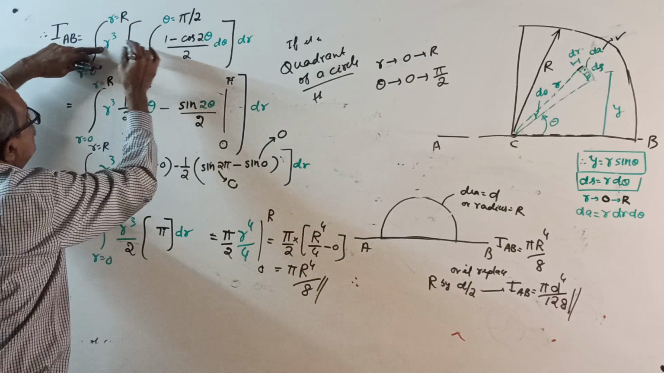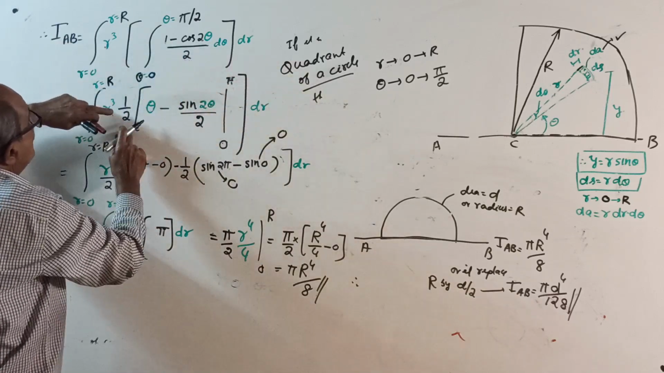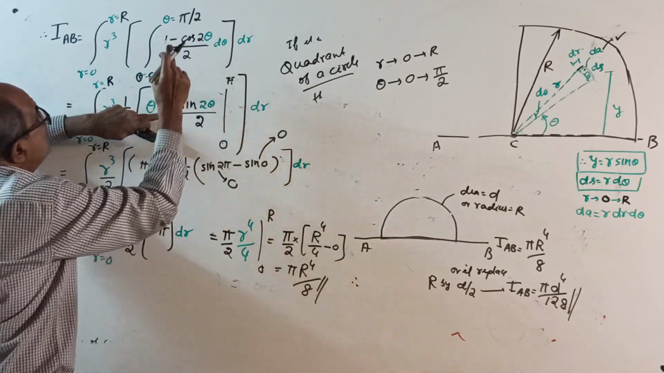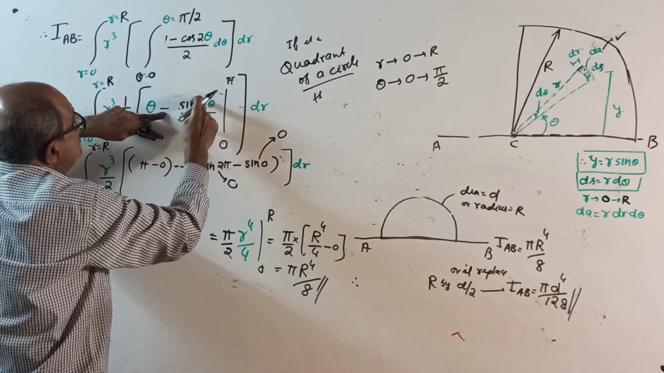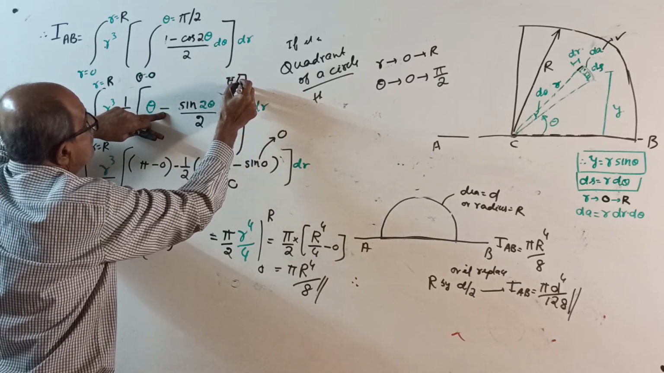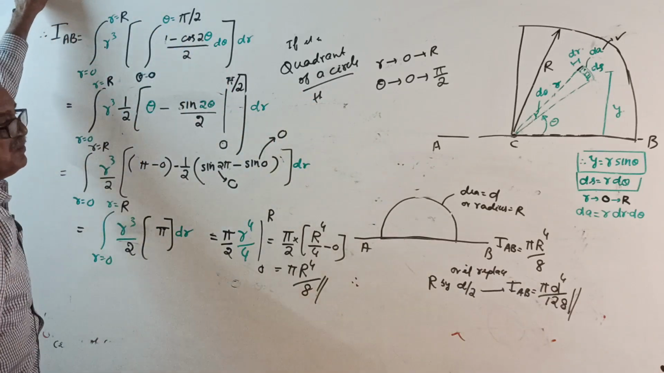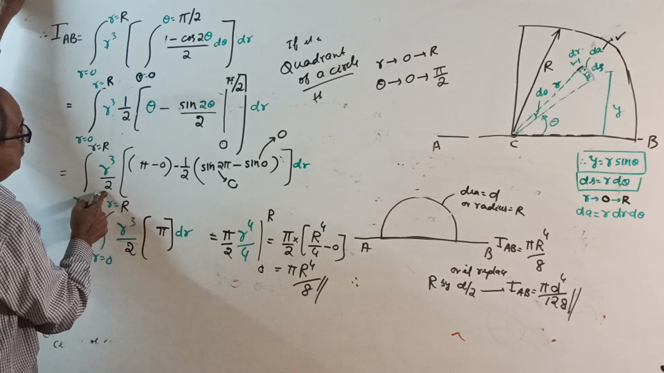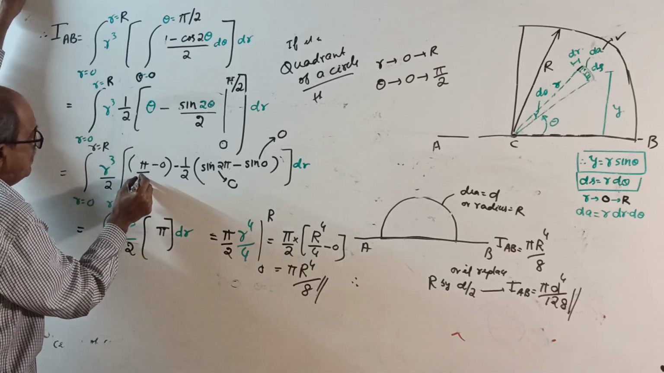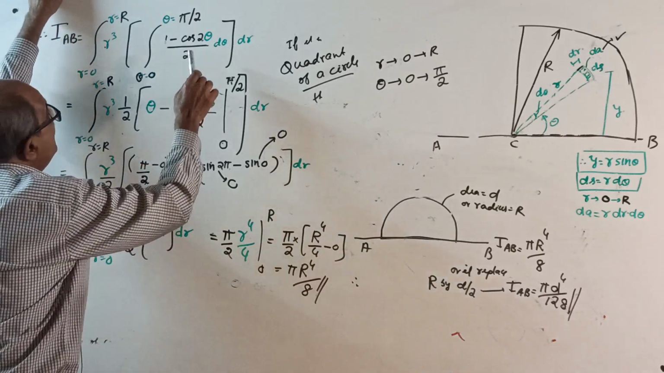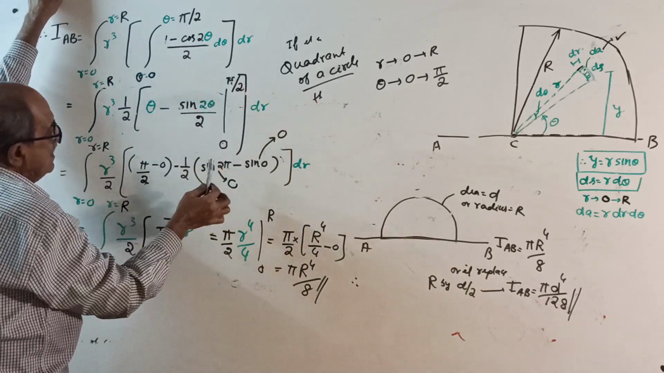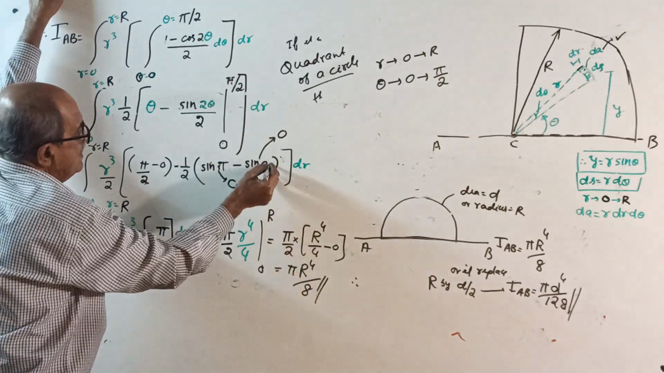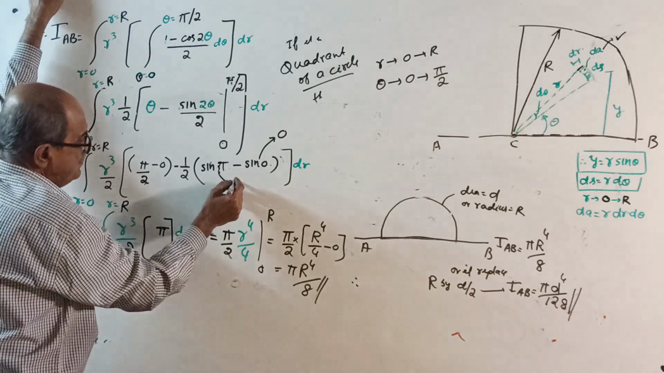R cube into half, outside into 1 becomes theta minus cos 2 theta becomes sin 2 theta by 2, from 0 to pi by 2. Then r equal to 0, r cube by 2 into pi by 2 minus 0. Sin 2 pi by 2 is sin pi minus sin 0. Sin pi also 0 only.